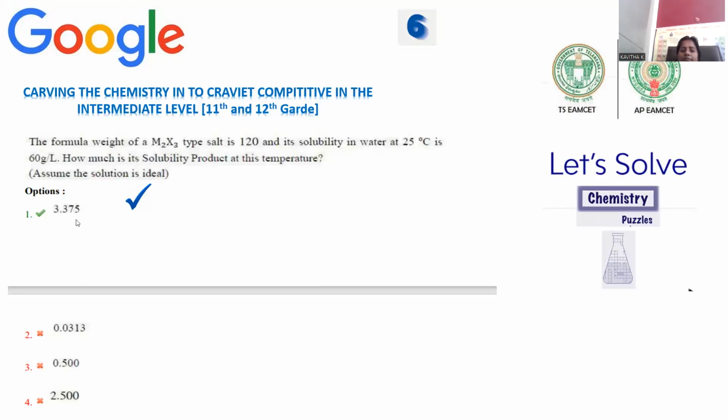This is a chemical equilibrium related question. Chemical equilibrium plays a vital role in intermediate chemistry, and it contains the highest weightage there. For the sixth question, option number 1 will be the correct answer.